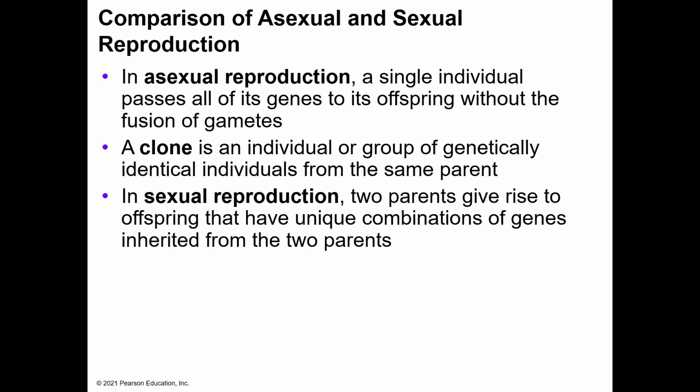Comparison of asexual and sexual reproduction. In asexual reproduction, a single individual passes all of its genes to its offspring without the fusion of gametes. A clone is an individual or group of genetically identical individuals from the same parent. In sexual reproduction, 2 parents give rise to offspring that have unique combinations of genes inherited from the 2 parents.